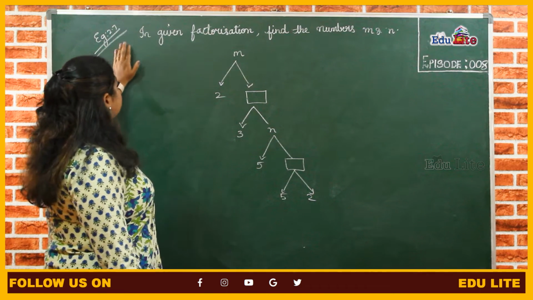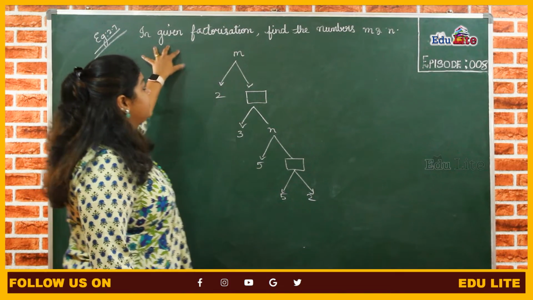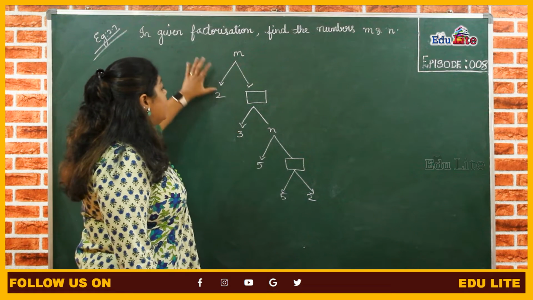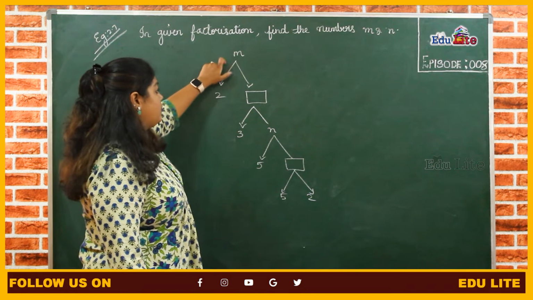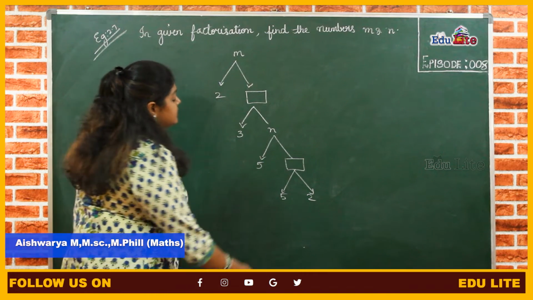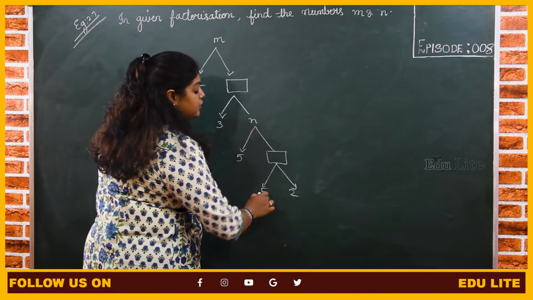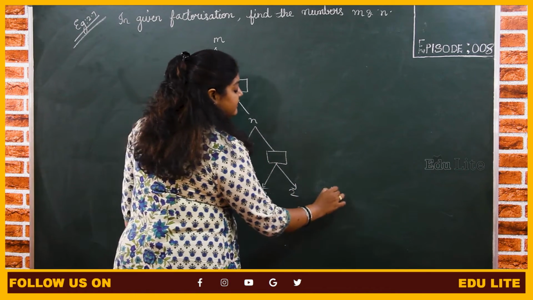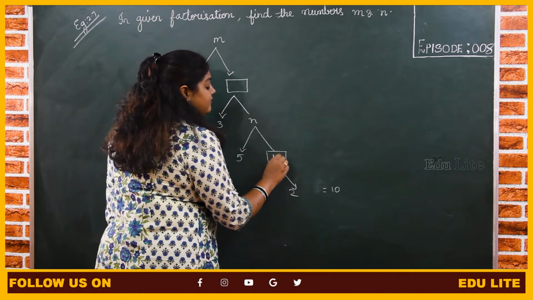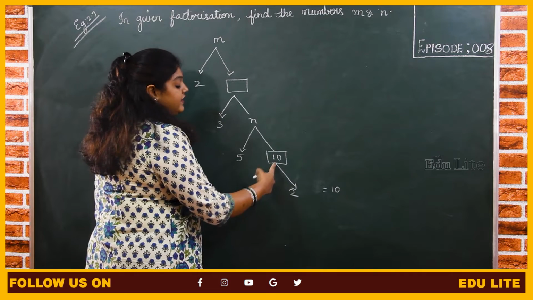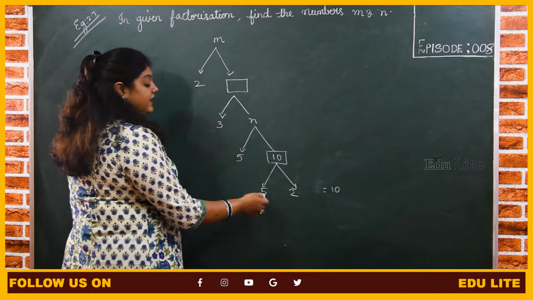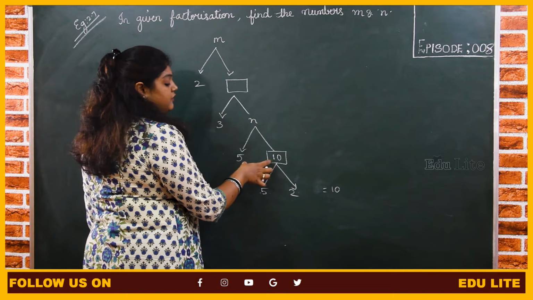In example 2.7, in the given factorization, find the numbers m and n. They have given a factorization tree, and in this we have to find the values of m and n. Let us begin from the first box, where we have 5 and 2. 5 and 2 will give 5 into 2, 10. So 10 will occupy this box, because the multiplication of 5 and 2 gives us 10. Similarly, I will follow the same method here.